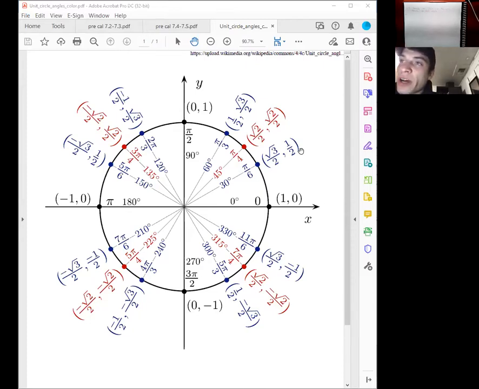You said tan is y over x? Yes. If you remember the definitions, you'll just use them accordingly. But we're going to do examples in just a moment.